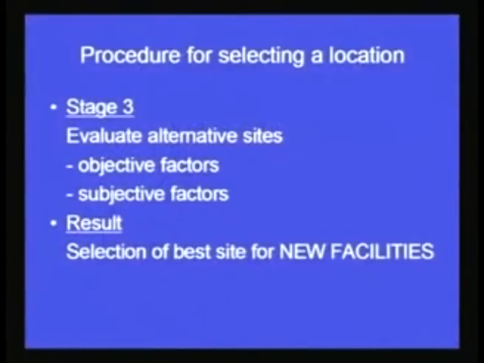Now this decision would be based on certain objective factors and certain subjective factors. So based on the objective and subjective factors, we would be able to make a final decision on where to locate the facility. This would result in the best site for new facilities. New facilities means that the procedure that we are following for choosing an appropriate location for setting up a facility is for the case where we are setting up a new facility. It is not a revamping of the old facility, it is the setting up of a new facility.